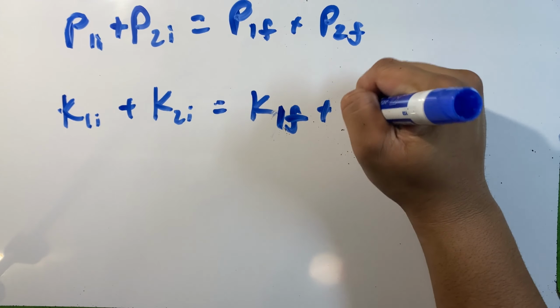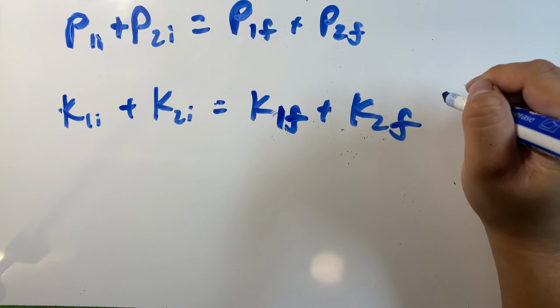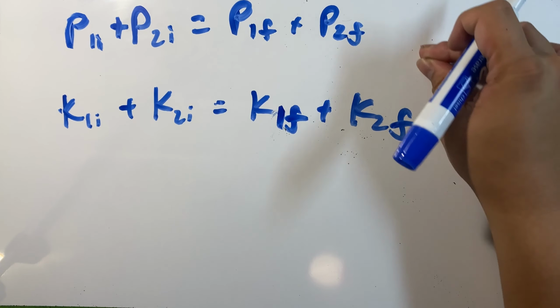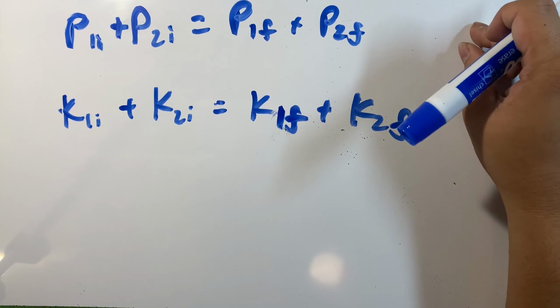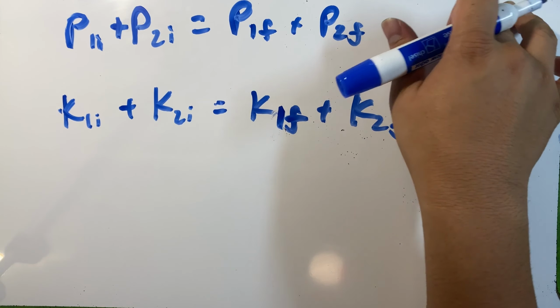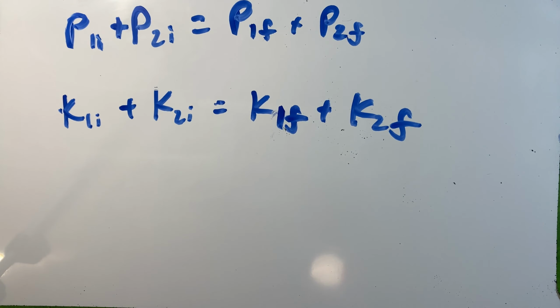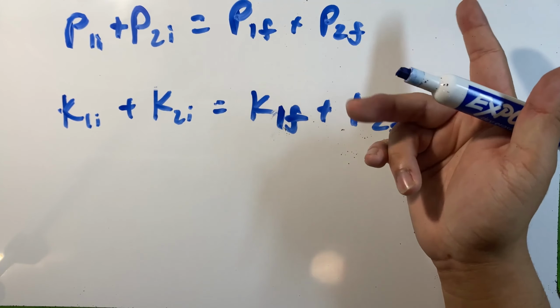V1 final plus V2 final. So if we have these things here too, then we can actually couple this and make a special equation because, sorry, I didn't mention this earlier. This is actually a really hard equation to solve because you have two unknowns, right?